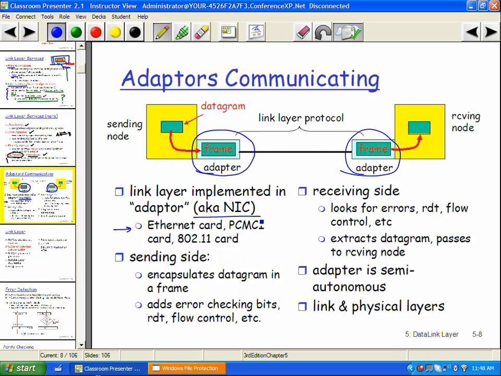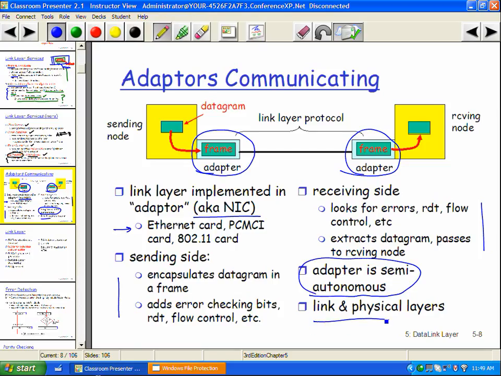Right. So again, these are the services that we talked about: encapsulation, error checking, flow control, etc. All of them are done at the NIC or the adapter. So the adapter is semi-autonomous. So yes, it's connected to your computer, and eventually the traffic goes to and comes from your sending computer, but all the low-level processing is independent and does not load your CPU, and a lot of it is in the hardware of your network card. Okay. Any questions?